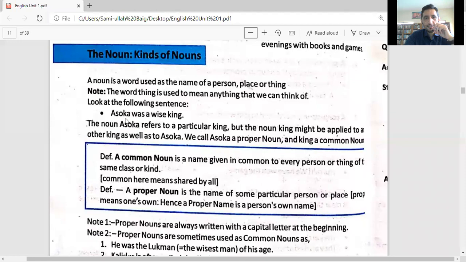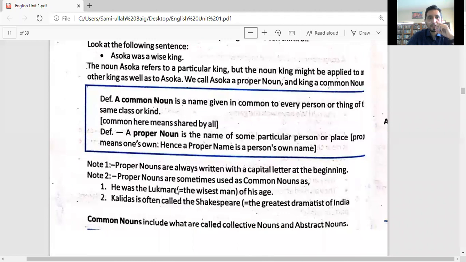Now Asoka here is a noun because it's the name of a person, refers to a particular king. But the noun king might be applied to other kings as well. This word can be used for any head of state in previous times or even today in some countries. So here Asoka is a proper noun and king is referred to as a common noun. So there are two kinds of nouns that we know of at the beginning.